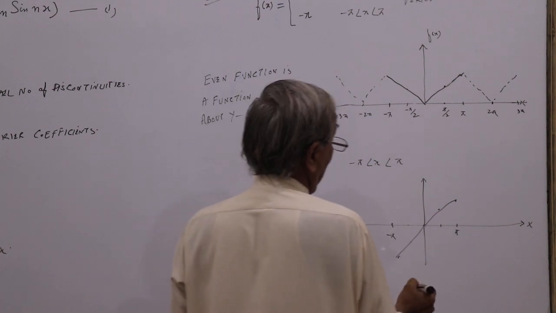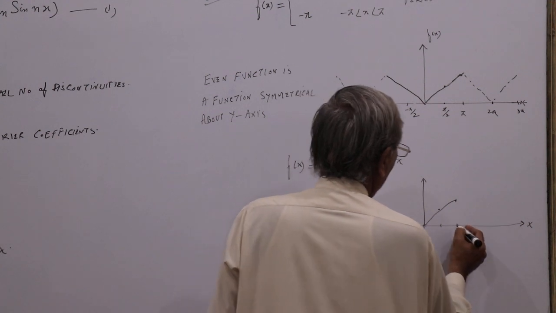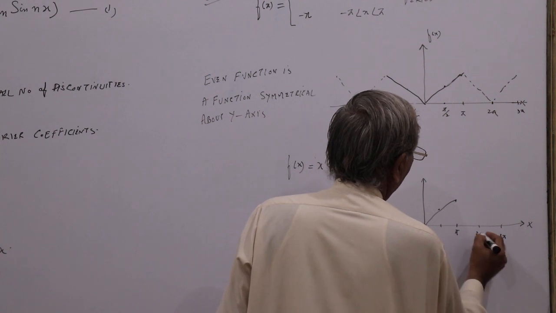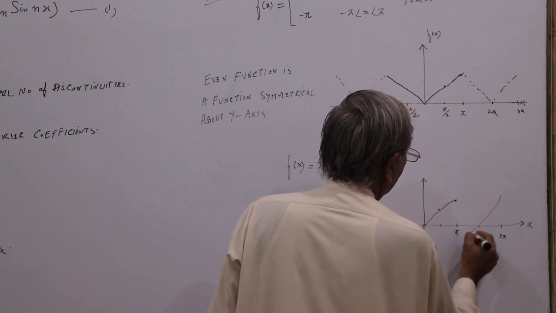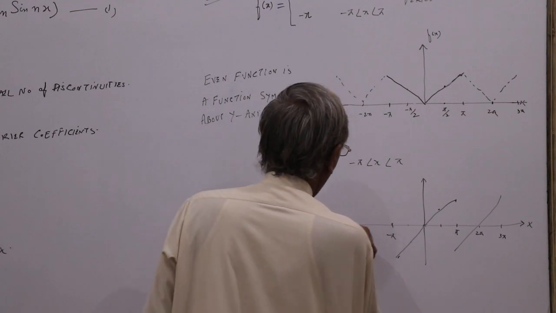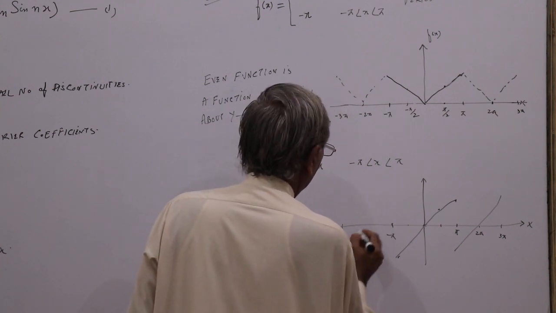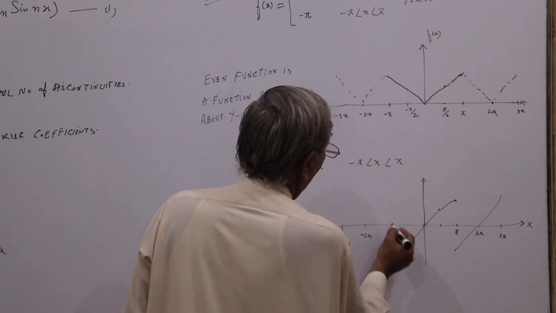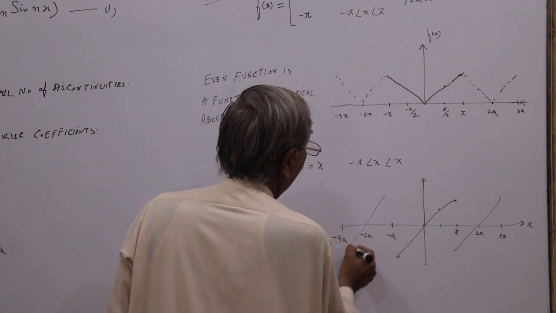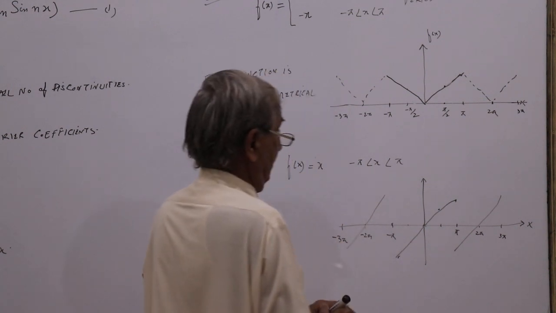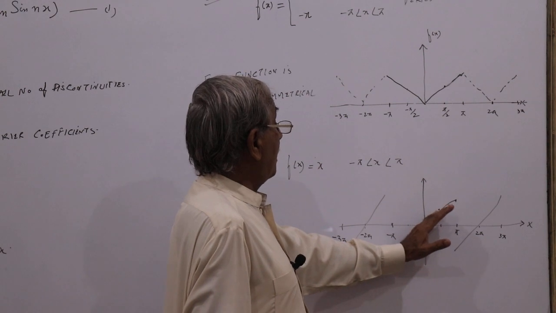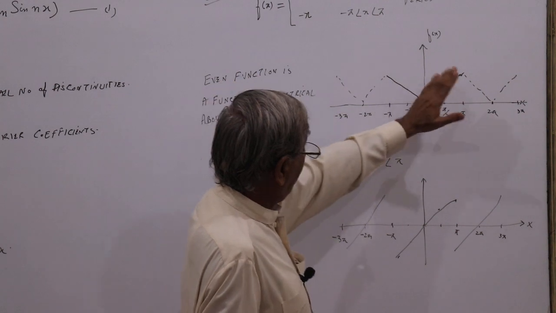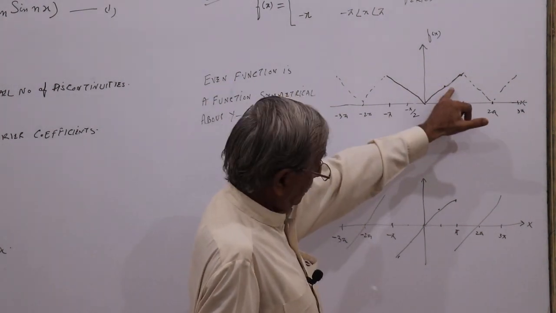Now the same graph will be repeated further from pi to 3 pi, like this, and from minus pi to minus 3 pi, like this. Look here, one empty, and look at these graphs. Now these graphs are not symmetrical about the y-axis. When we say symmetrical about the y-axis, we mean that this is the mirror image of this.